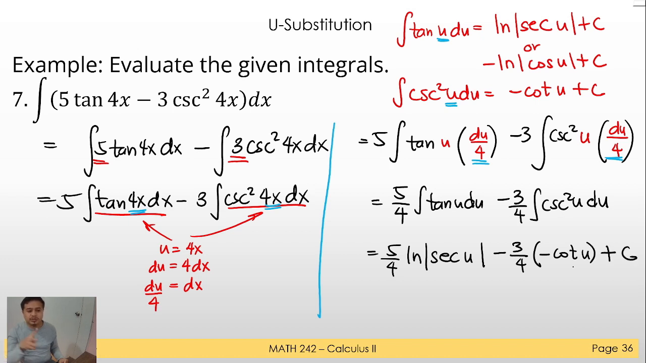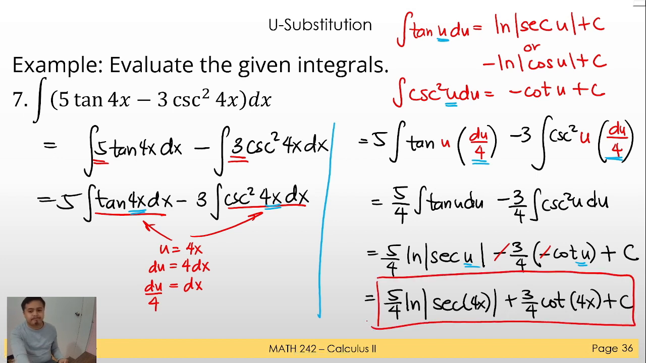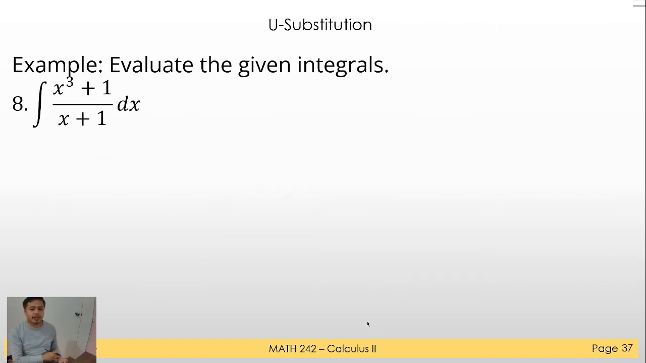So even though we have two terms, again, we only have to add one arbitrary constant. So this will cancel out, and then we have to also change this u. So we have 5 over 4 ln of secant 4x, and then plus 3 over 4 cotangent 4x plus c. So this will be your final answer. Okay, so moving on, we have another here. We have a lot of examples, you know.